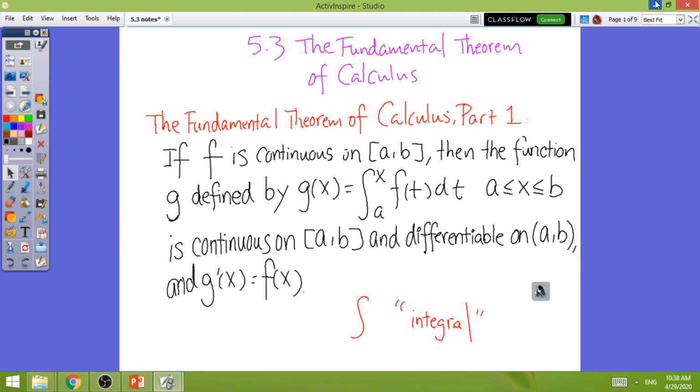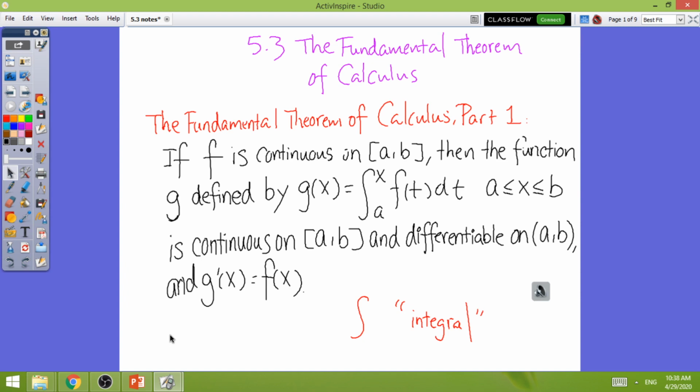Part 1 of FTC. This one is showing the conditional statement: if f, the function, is continuous on the closed interval from a to b, then the function g defined by g of x equals the integral from a to x of f of t dt, and x is right between a and b, so it's bounded between a and b, is continuous on the closed interval [a, b] and differentiable on the open interval (a, b), and g prime of x is just the same as f of x.